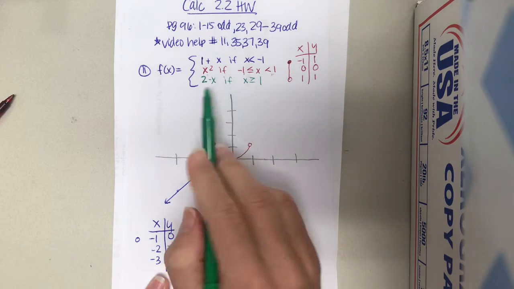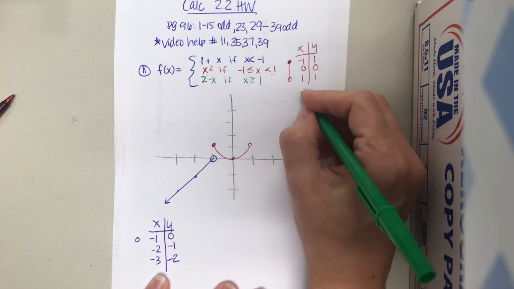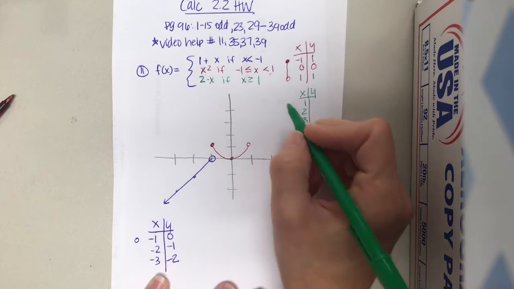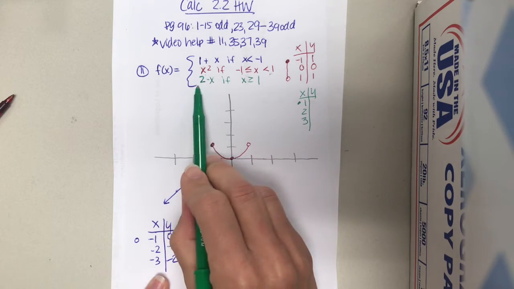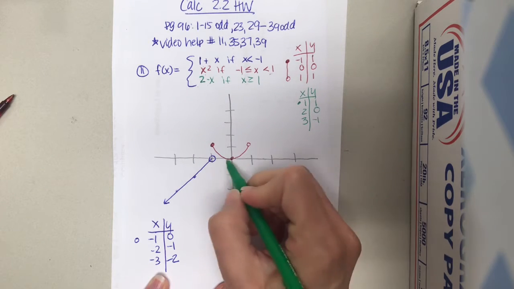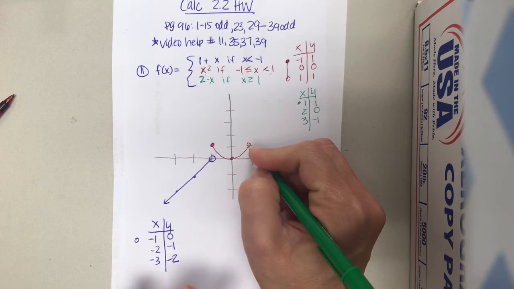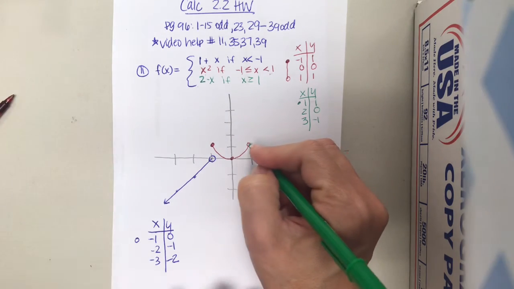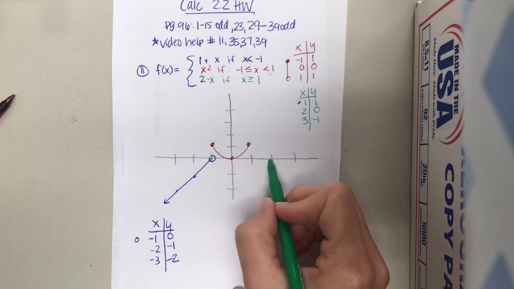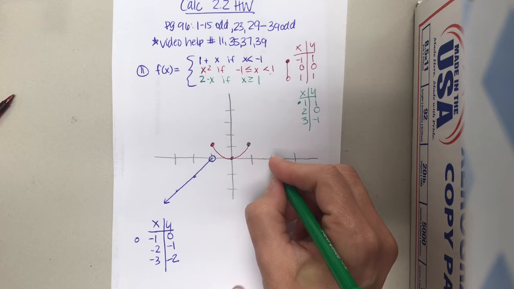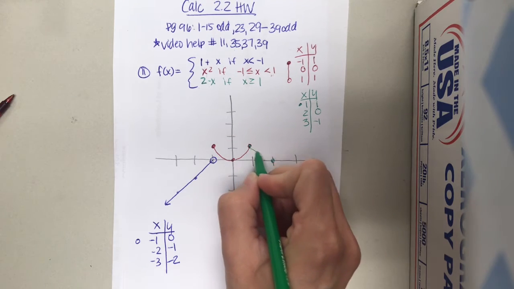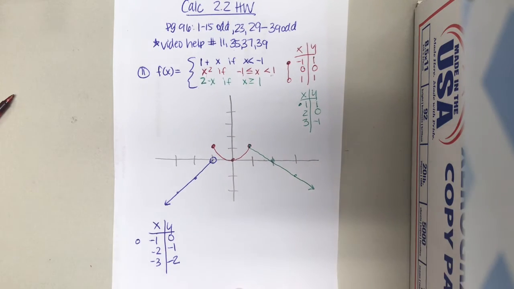And then finally, 2 minus x if x is greater than or equal to 1. So I want to include 1 and a couple numbers that are greater than 1. And these are going to be closed dots. So 2 minus 1, 2 minus 2, 2 minus 3. So 1, 1 is actually a closed dot inside that red dot. Okay, and then we have 2, 0, and 3, -1. And this is going forever to the right, so we're going to connect and go like that.